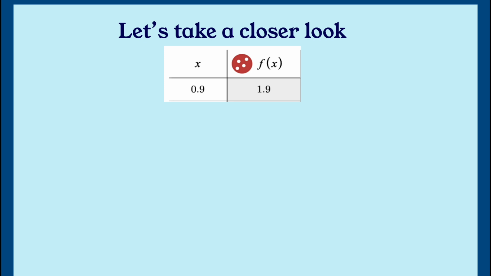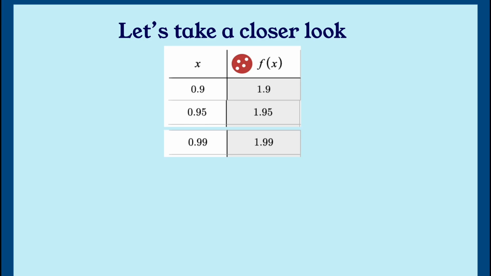Let's say I choose an x value that's pretty close to 1, such as 0.9. When I plug this into the function, I get 1.9. Now let's see what happens if I take a value that's even closer to 1, such as 0.95. Well, then I get an f of x of 1.95. Even closer to 1, such as 0.99, I get that f of x is equal to 1.99. But when I evaluate the function at 1, my calculator repeats the undefined value.